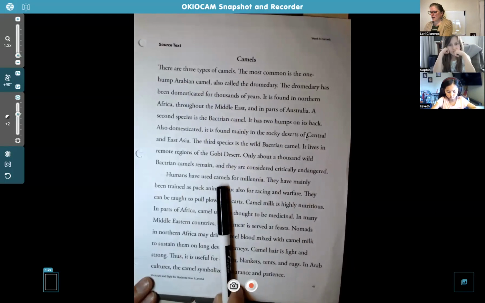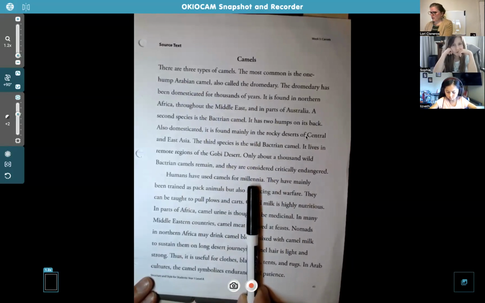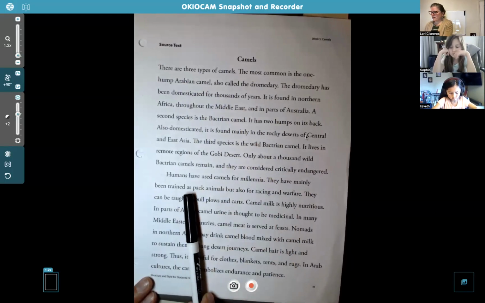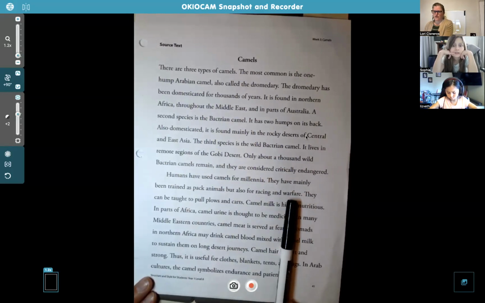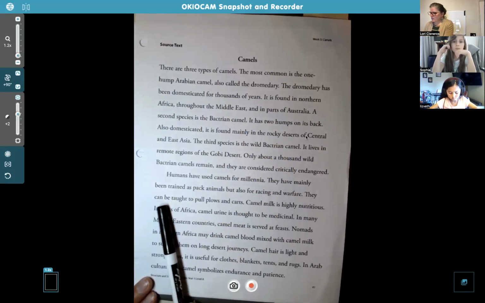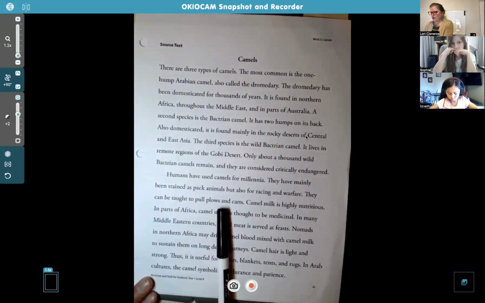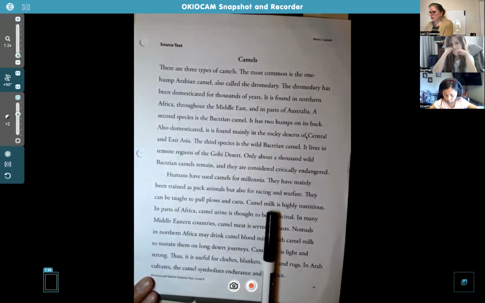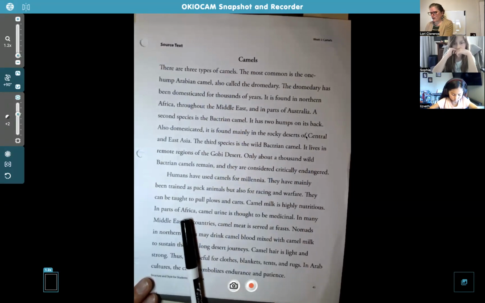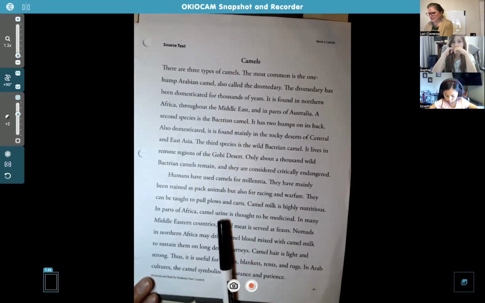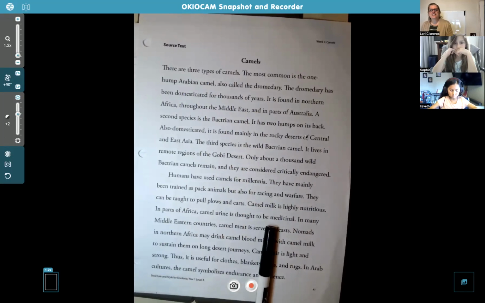Humans have used camels for millennia. They have mainly been trained as pack animals, but also for racing and warfare. By the way, warfare just means help in war times, when there's a battle happening. They can be taught to pull plows and carts. Camel milk is highly nutritious. In parts of Africa, camel urine is thought to be medicinal.